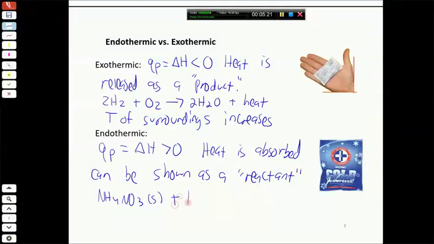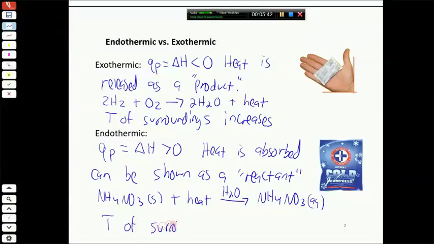So you have to put heat into the system to be able to dissolve this in water to make aqueous ammonium nitrate. So this is not really a chemical reaction, it's just a dissolution process, but this is an endothermic dissolution process where heat goes in, and you can think of it as being a reactant. In this case the temperature of the surroundings decreases because the surroundings are supplying heat to the system, and so their temperature goes down. So those are just some conceptual, qualitative things we want you to know about endothermic and exothermic processes.